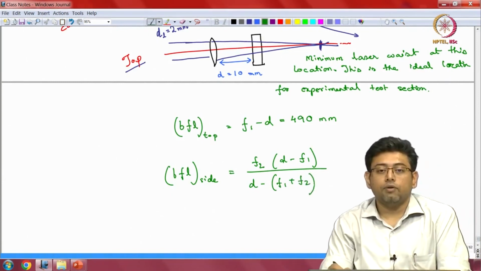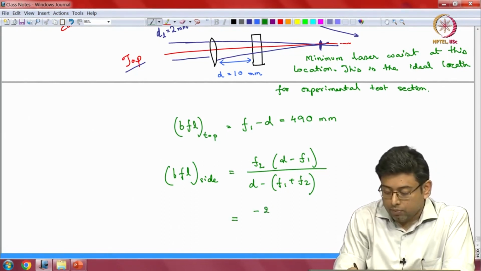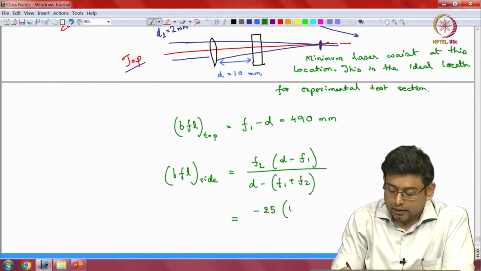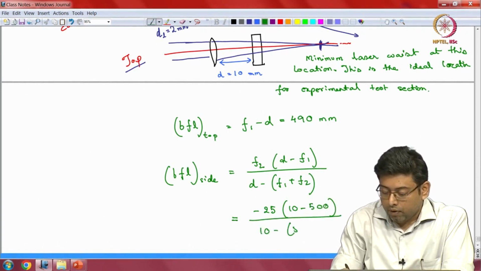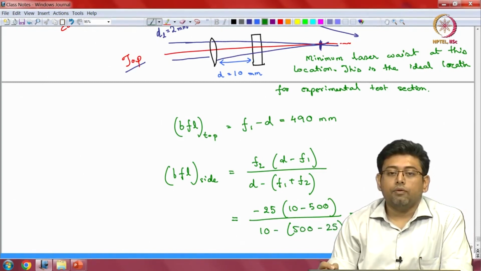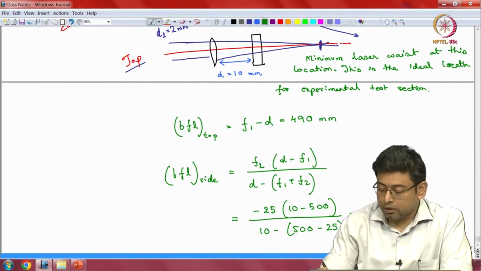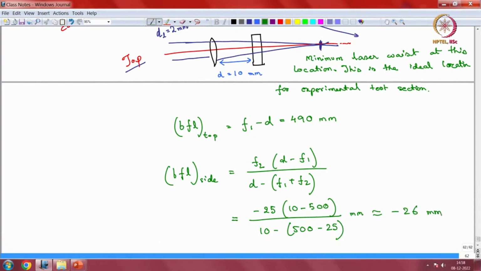The values have already been provided to us, so let us just go ahead and use those values. f2 is minus 25, and this is 10 minus 500, and this is again 10 minus 500 minus 25, okay, and this is in mm. If you calculate, this comes out to be approximately minus 26 mm. You can double check my calculations, please do so.